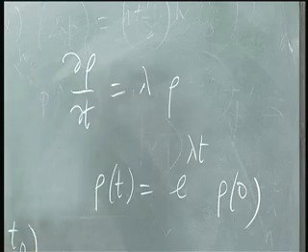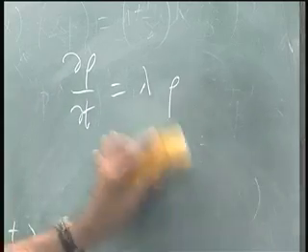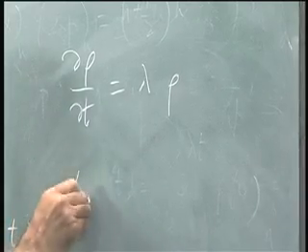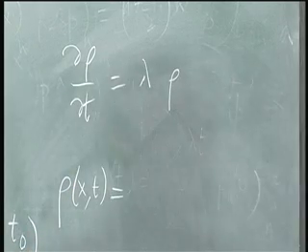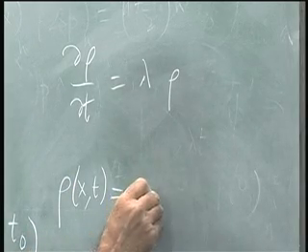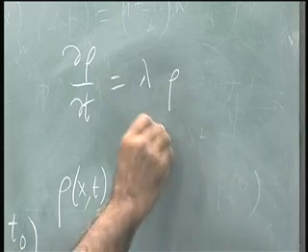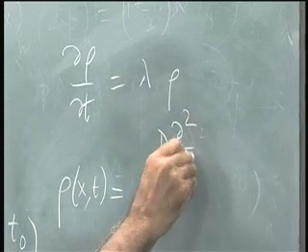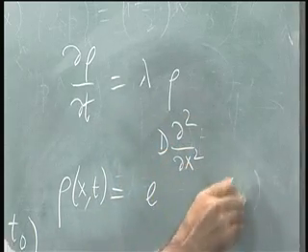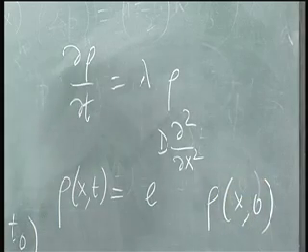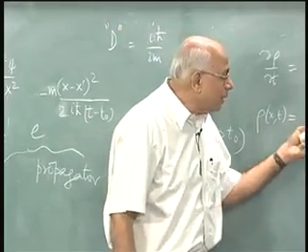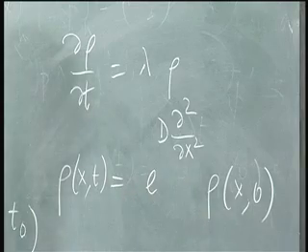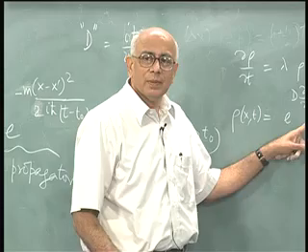So going back to the original x variable, it says rho at x comma t equal to e to the power d d2 over dx2 rho at x comma 0. So the question is, what is this equal to? If this were d over dx, what would this be?